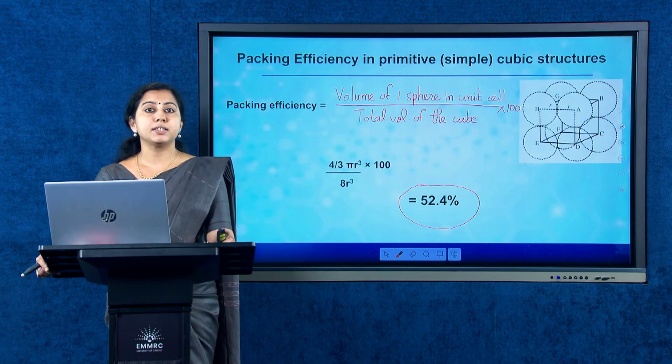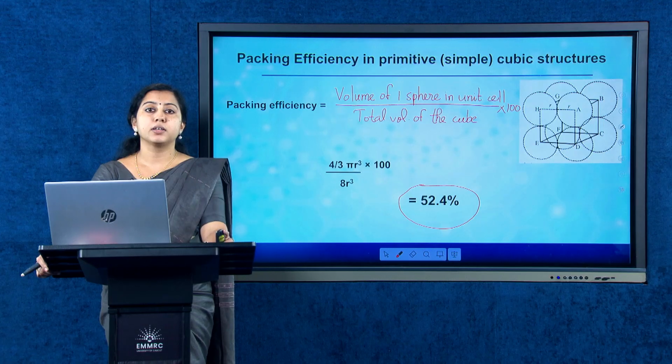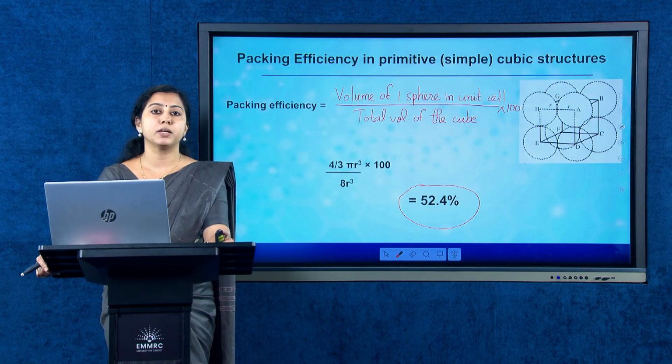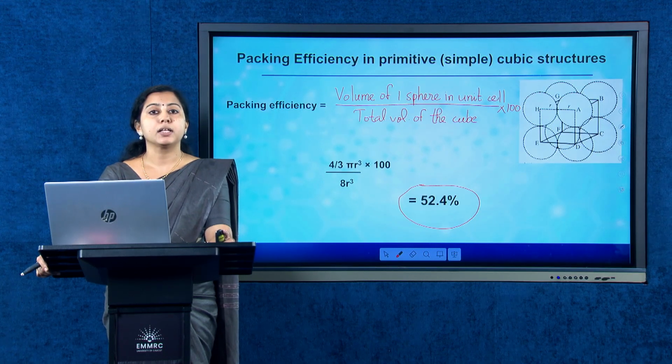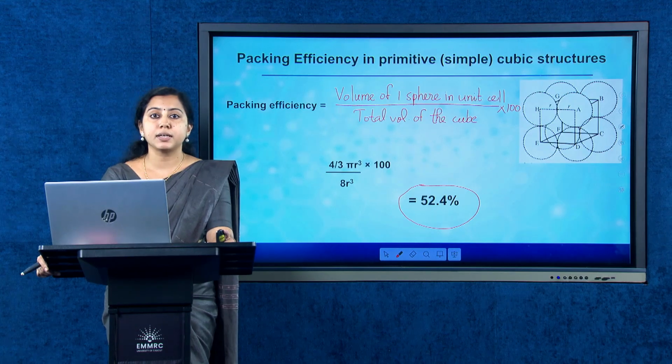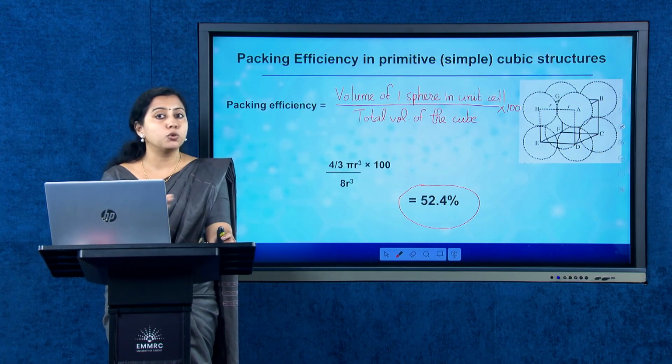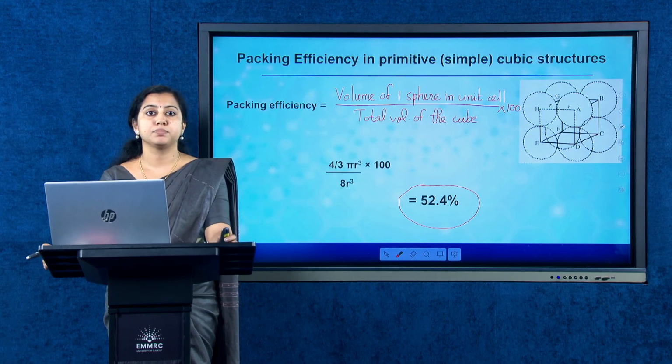We have seen that in a face-centered cubic lattice or a CCP arrangement, the packing efficiency was the highest, corresponding to 74%, whereas in a body-centered arrangement, the packing efficiency was 68%, and in a simple cubic or a primitive cubic arrangement, the packing efficiency was the least, corresponding to 52.4%.